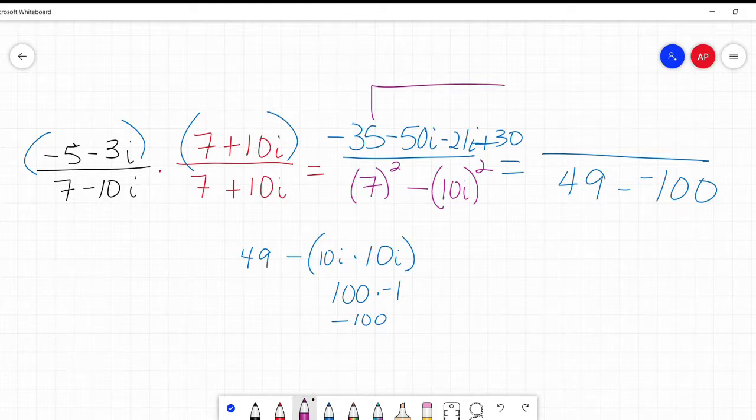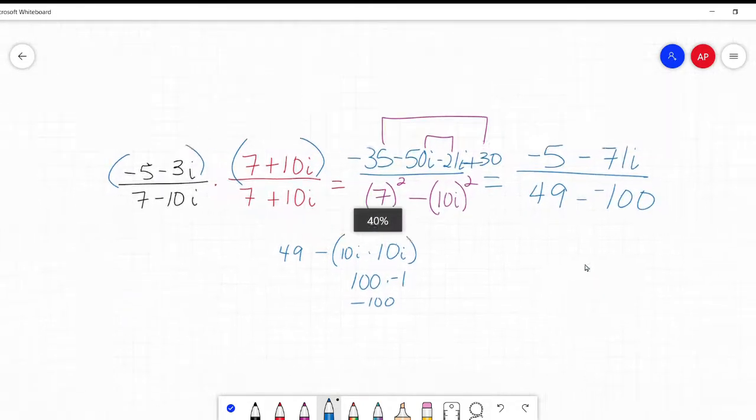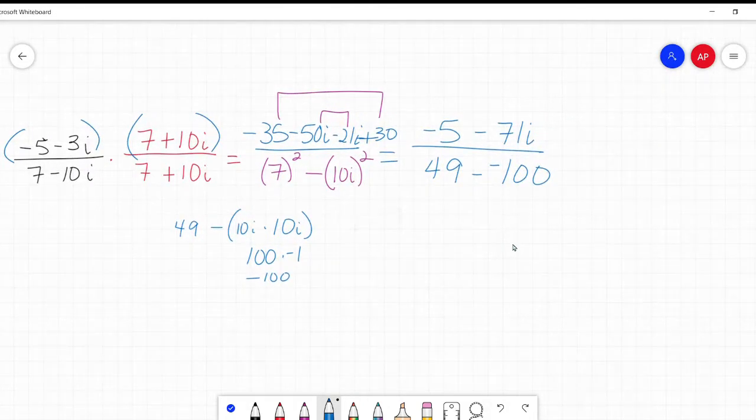Right, so I'm going to combine my like terms. Negative 35 and 30 is going to be negative 5. And negative 50i and negative 21i is negative 71i. So let me just tidy this up. The top is as combined as it can get, but on the bottom, 49 minus a negative 100 is 149.